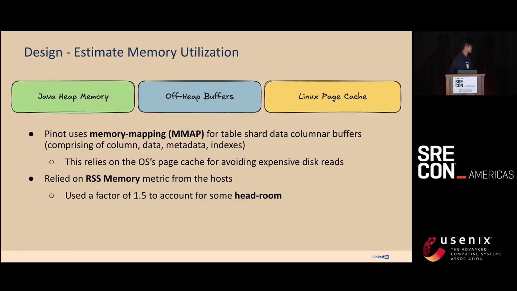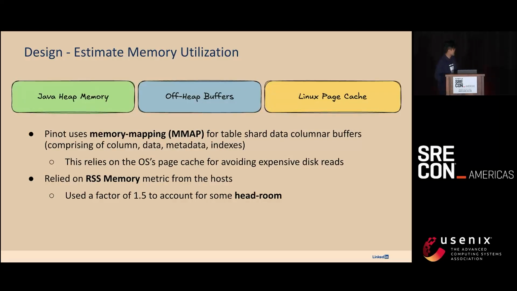And the third part is Linux page cache, where we essentially use mmap to map these data shards from our disk to the memory, and we read them from this mmap. So the mmap will be managed by the Linux system, and it will basically appear as Linux page cache.